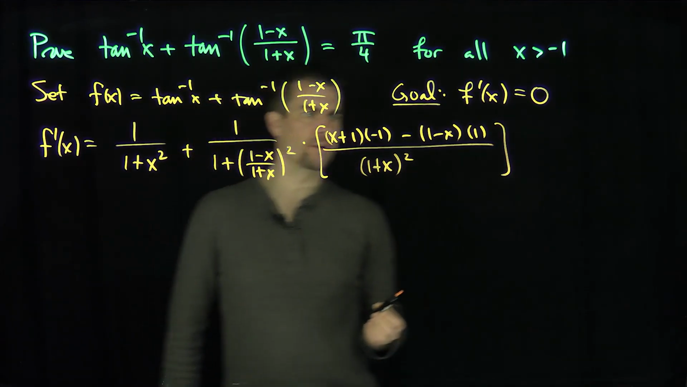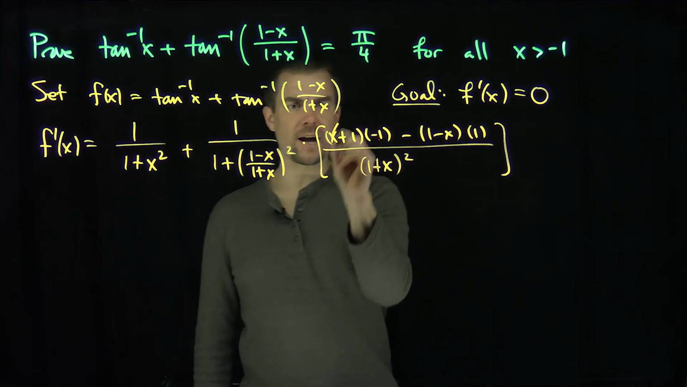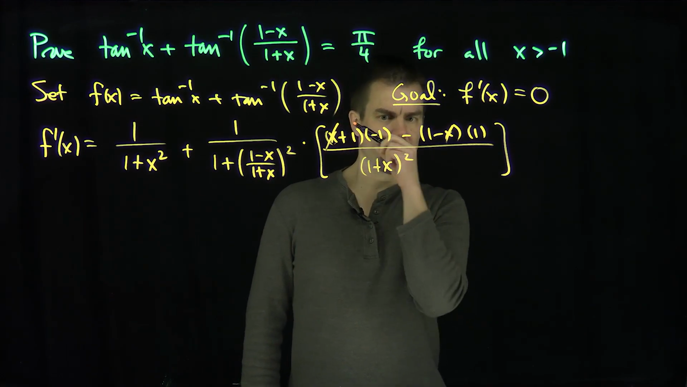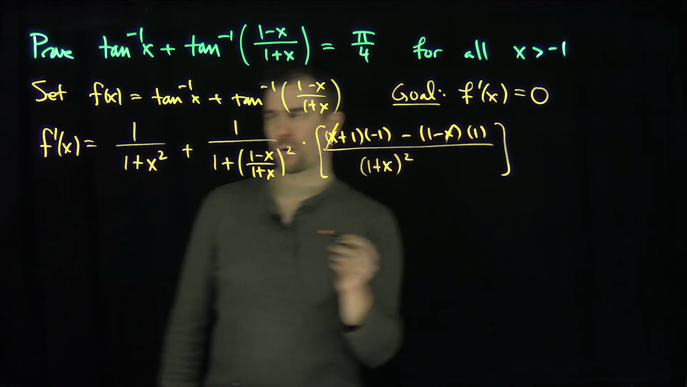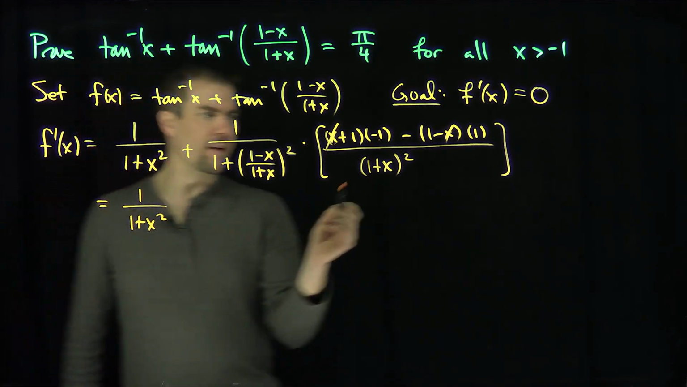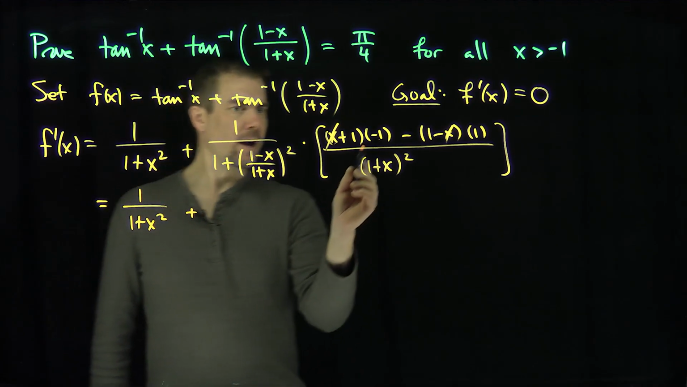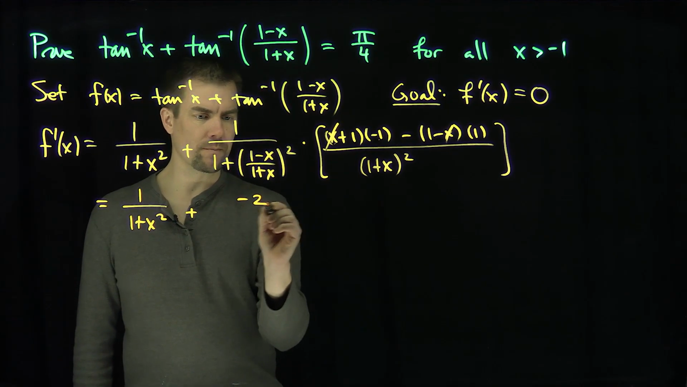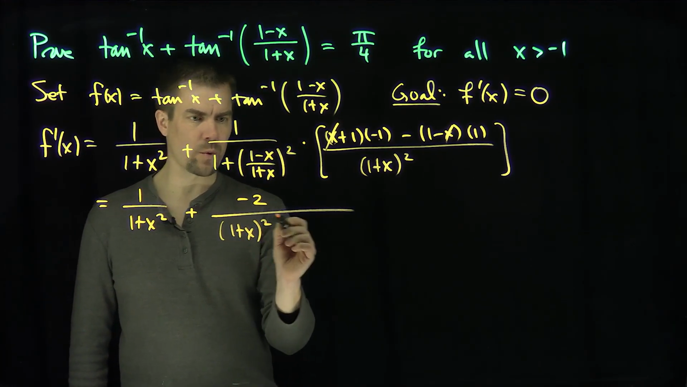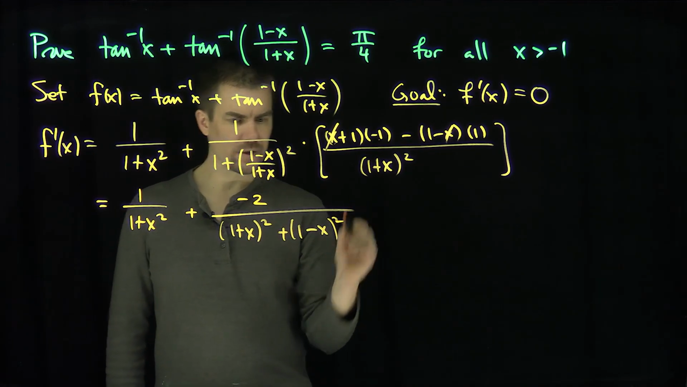So let's check what our numerator is. I have a negative x and a positive x, so the x's are going to cancel out up top. And then I have a negative 1 and a negative 1, so that's a negative 2. So this simplifies to 1 plus 1 over x squared, and then this 1 plus x squared will multiply through the denominator. So that's going to be plus, on top we said we have a negative 2 over (1 plus x) quantity squared, and then plus (1 minus x) quantity squared.